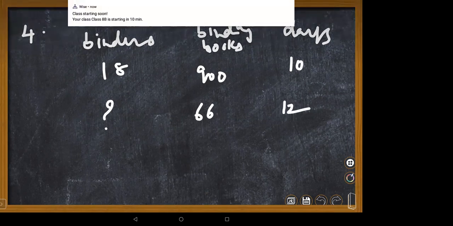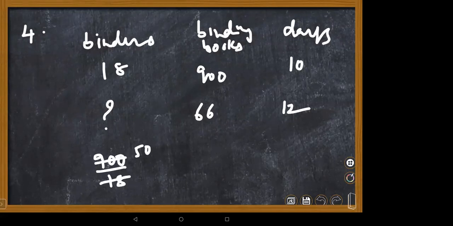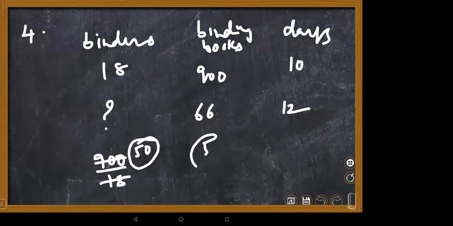One binder means 900 by 18. So 18 ones are 18, 18 fives are 90. So here again it is working for 10 days. So 500 divided by 66 into 12. 66, ma'am. So is it 500? You will get 1 day work means 15 by 5. 5 times you will get. So if you are getting 5, what happens?